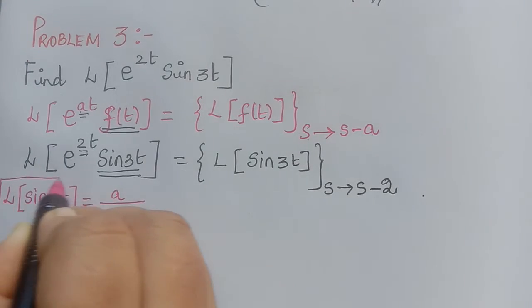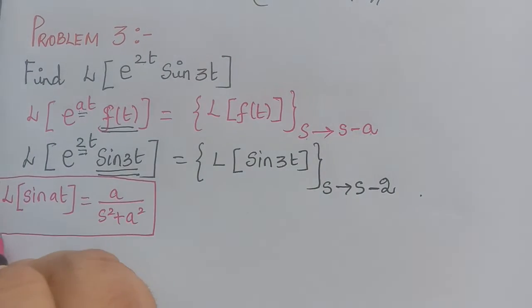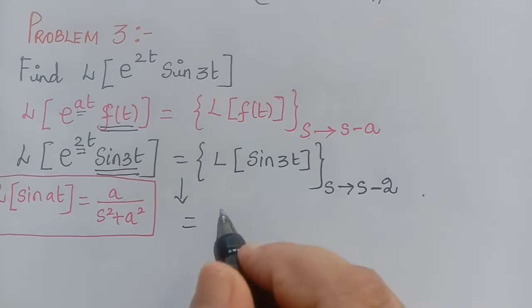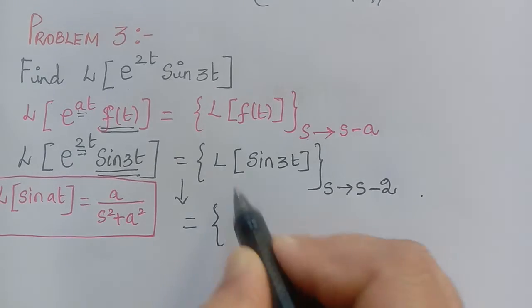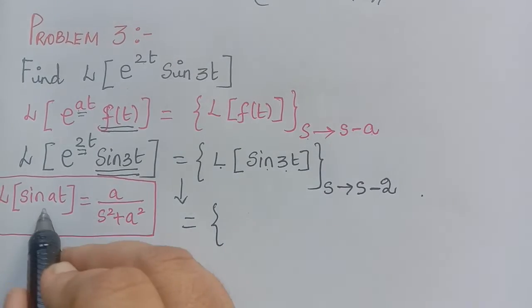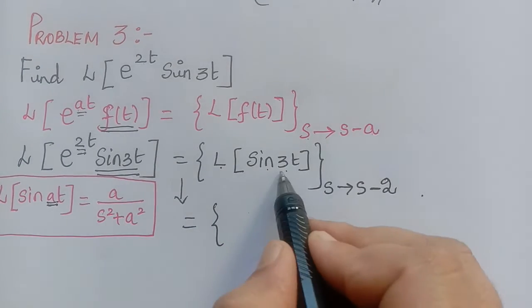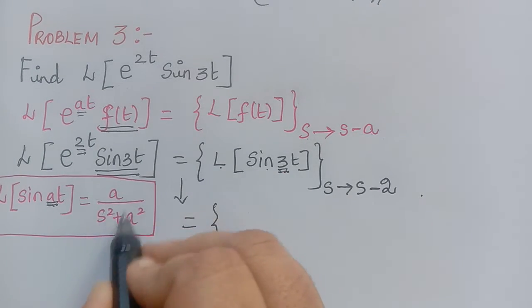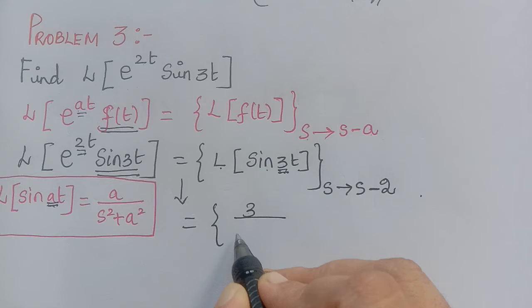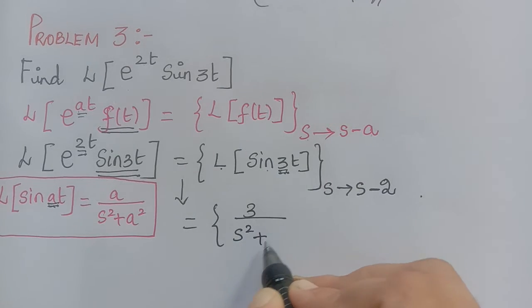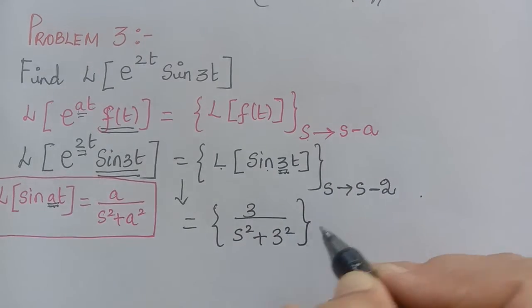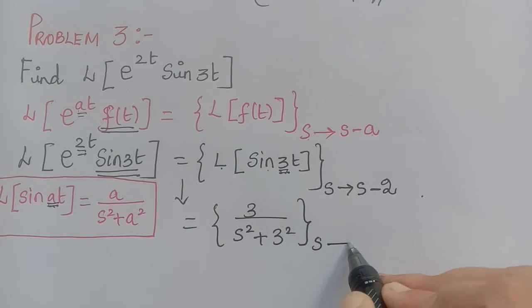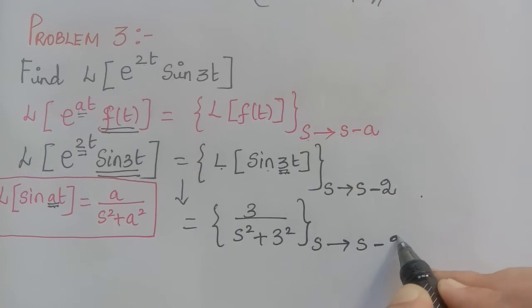So when we apply this result, what do we get? Now the Laplace transform of sine 3t. Here we have sine at, and here we have sine 3t. So what is a? a is 3. When we apply this formula, it will become 3 divided by s square plus 3 square. Then we have to replace s by s minus 2.